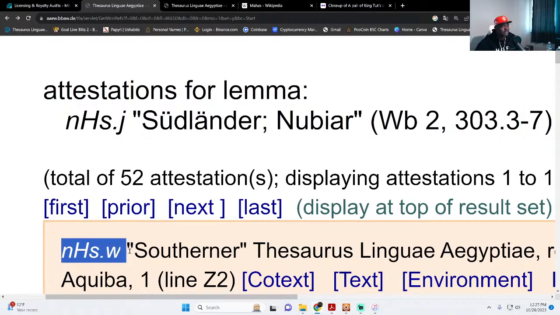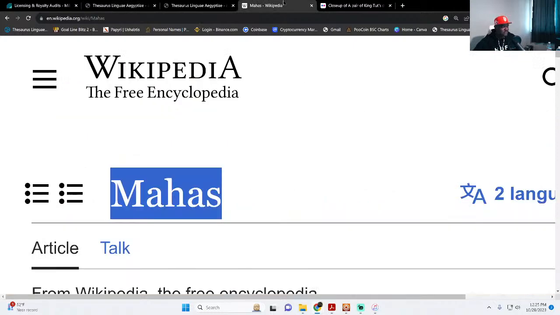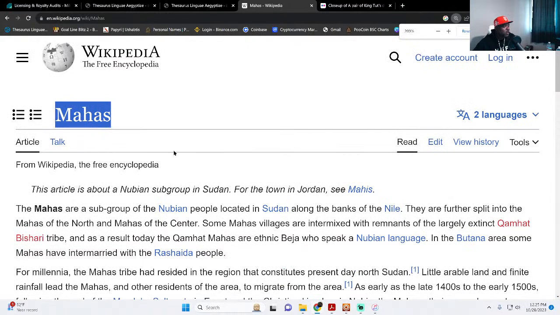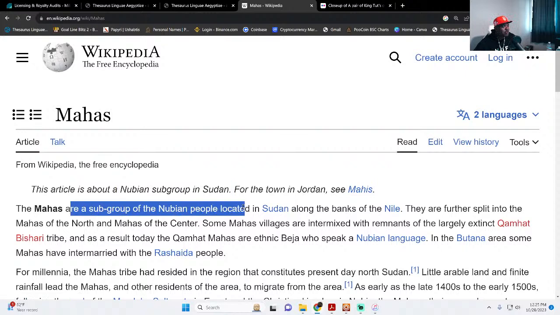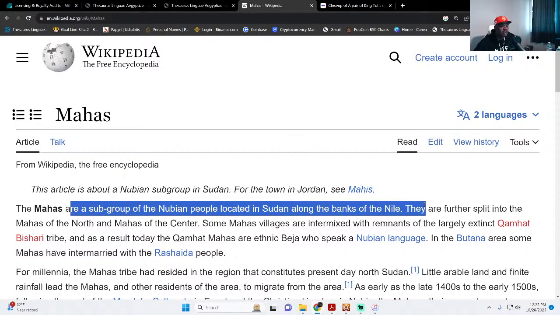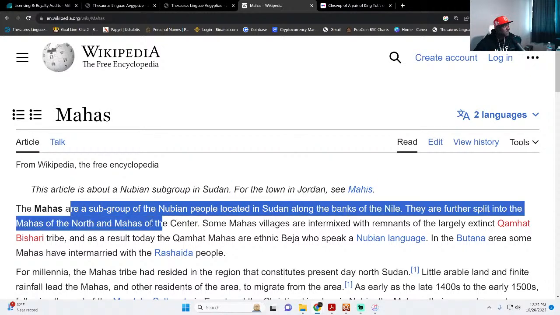I'm not the only one saying this. They're geographically oriented in the same place. They call themselves the ancient Nubians, Mahas. Let's see. This article is about a Nubian subgroup in the Sudan. You see, they changed the name. See, Mahasi. So the Mahas is a subgroup of the Nubian people located in the Sudan along the banks of the Nile.